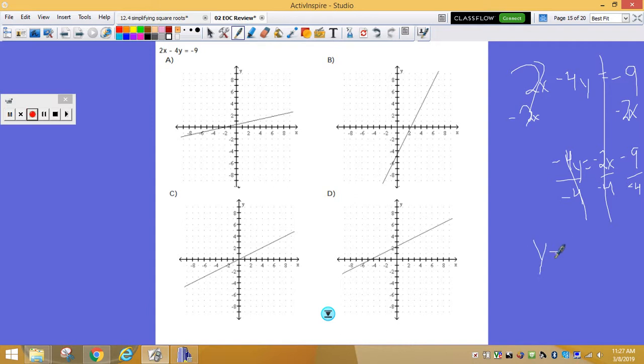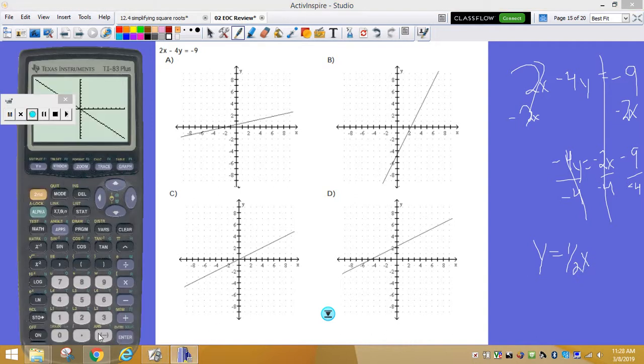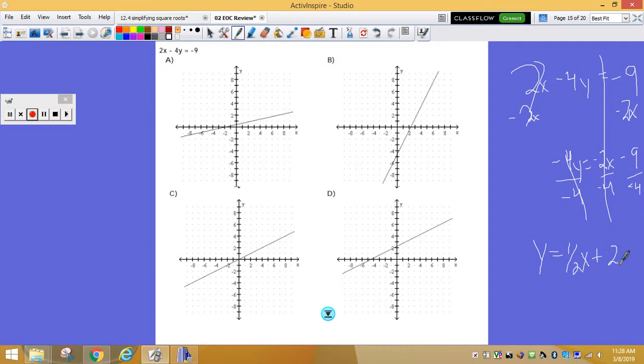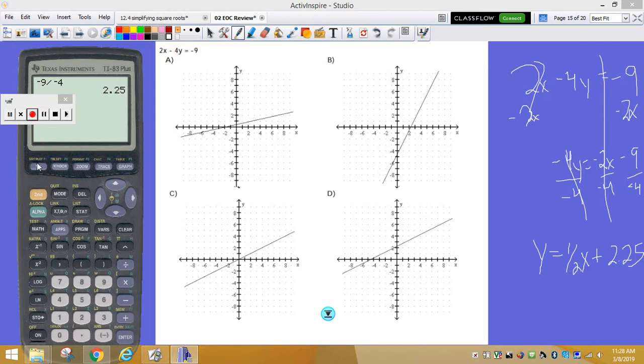So y equals -2 divided by -4 is 1/2 x. -9 divided by -4 is 2.25, and it's positive, so I'm going to put plus 2.25. So now I'm going to type that in. I'm going to go to y equals, clear that out, and type in 1/2 x plus 2.25 and graph it.